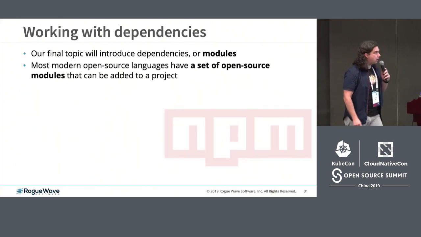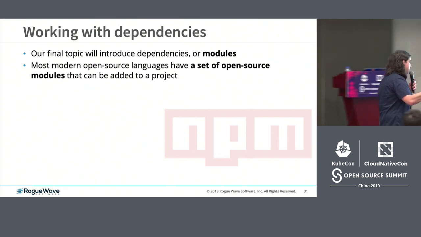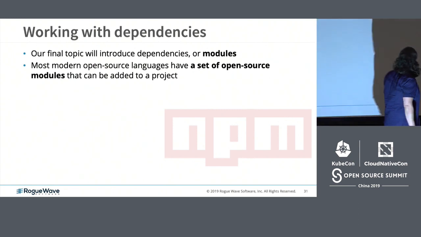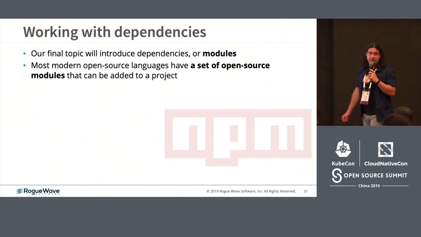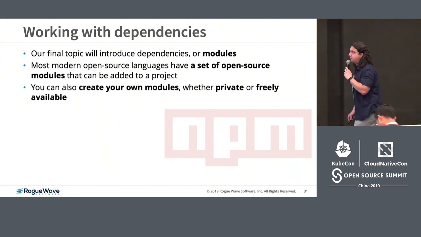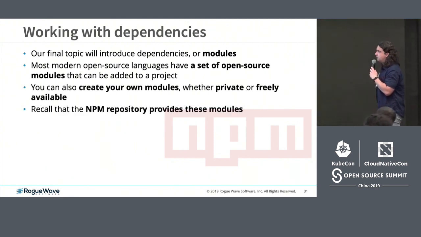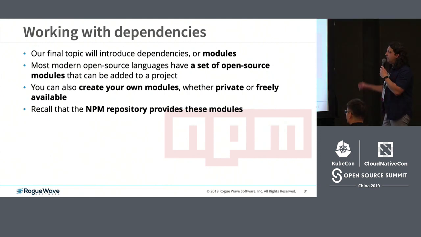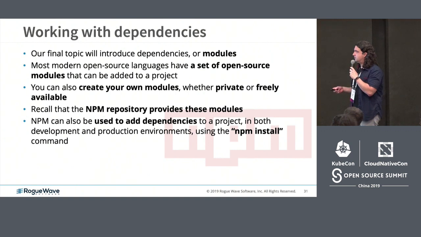So our apps can use dependencies or modules. Remember, everything in Node.js is a module, technically. Most open source languages these days are going to have a set of modules that can be added to a project. Node is no different. You can also create your own modules, whether privately or freely available. And the NPM repositories would actually provide these. And it could be used to add dependencies to a project by, again, using this NPM install command.